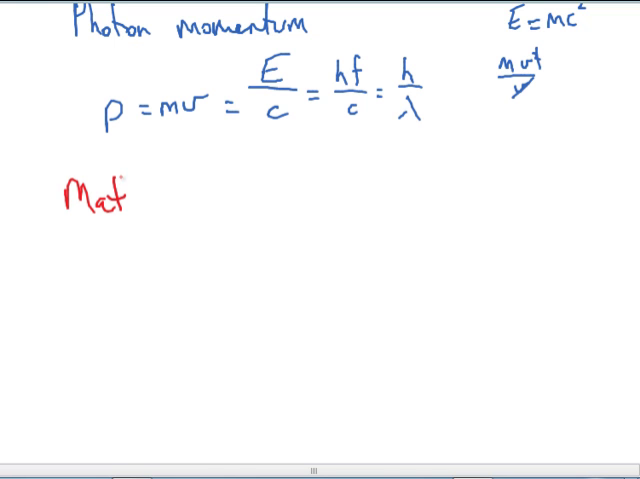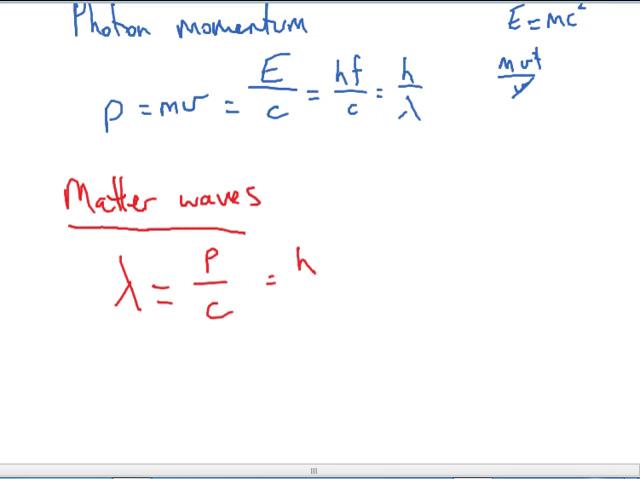Matter waves. The question then followed on was that if waves have momentum properties, can particles then behave like waves? So waves are behaving like particles. Can we have the reverse? Can particles begin to behave like waves? So we had lambda equals p over c, which is h over mv.